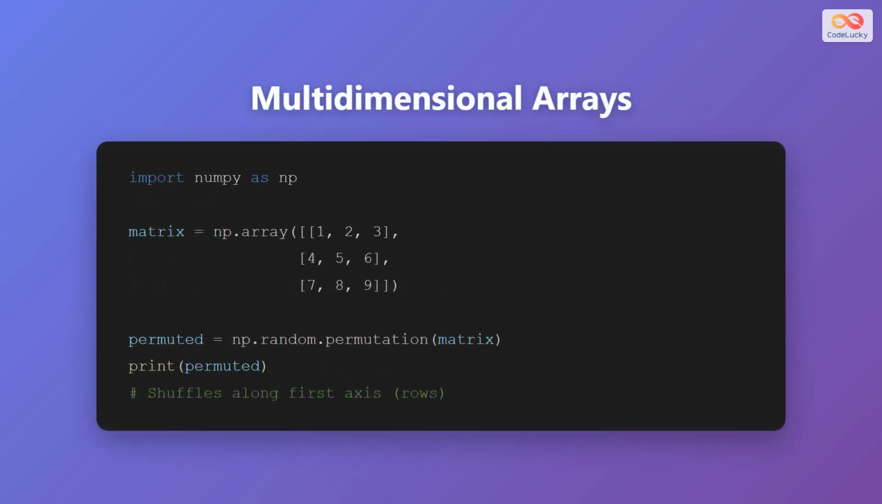The permutation function also works with multidimensional arrays. When you pass a two-dimensional array or matrix, it shuffles along the first axis, which means it shuffles the rows. The rows themselves remain intact, but their order is randomized. So if you have a 3x3 matrix, the function will rearrange which row appears first, second, and third, while keeping each row's internal structure unchanged.